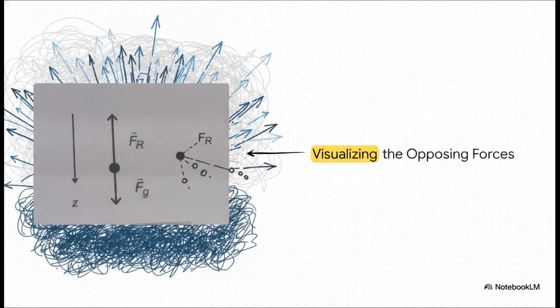Now let's actually visualize this mid-air battle. On one side, we have gravity, labeled as F subscript g, and that's pulling our particle straight down the z-axis. Fighting directly against it, pushing straight up, is our retarding force, F subscript r. Honestly, this simple visual breakdown is our anchor. It's the absolute key to framing the math before we even touch an equation. The push and pull between these two opposing forces, that's what drives the entire calculation we're about to do.